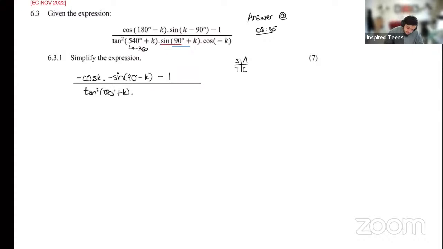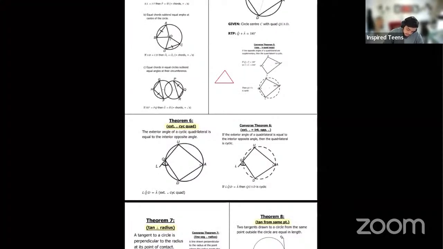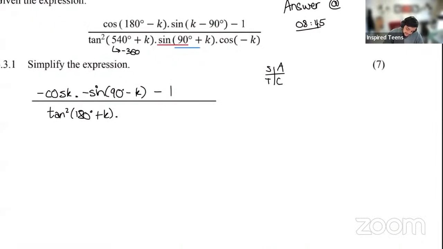So it stays positive. Since we're working with sine and 90, it's going to change to cos. So it's going to be positive cos k. Why is it positive? Because sine is positive in 90 plus.